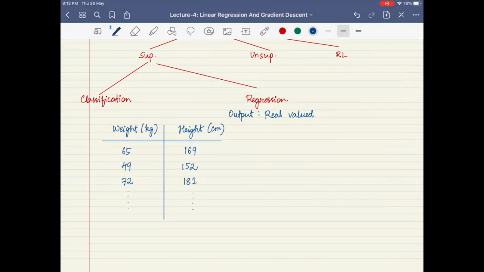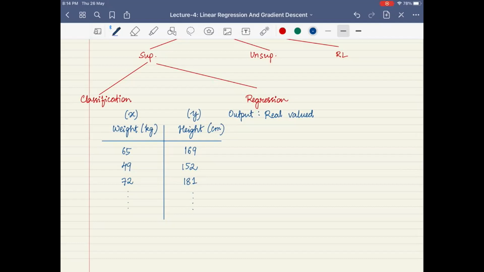Now I'm saying here, this is your X, which is the input, and this is your Y, which is the output. And you'd like to predict the output given the input. So somebody comes and tells you a weight. Now the question is, can you predict the person's height?